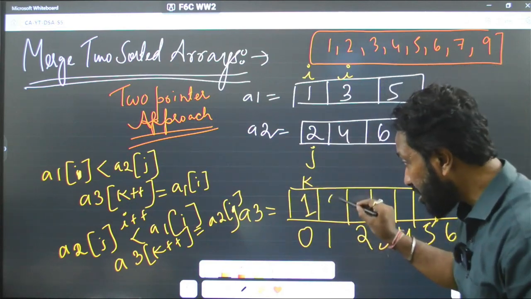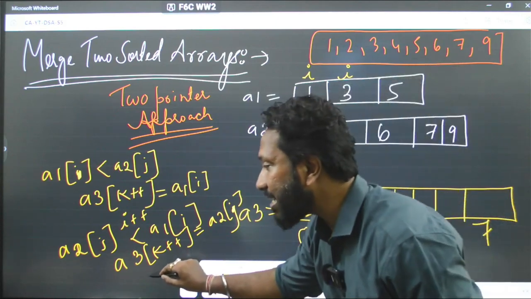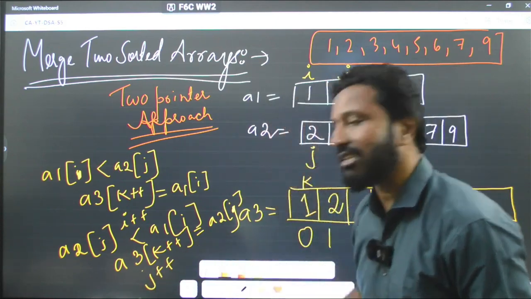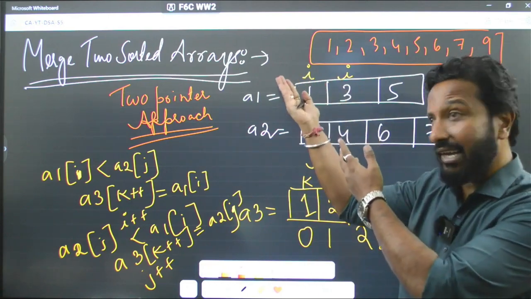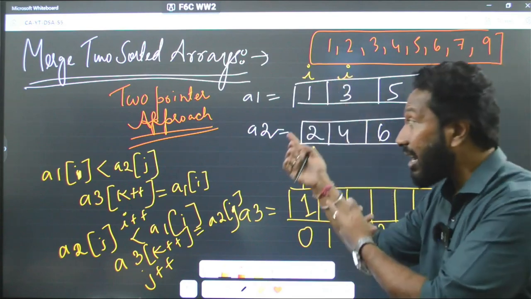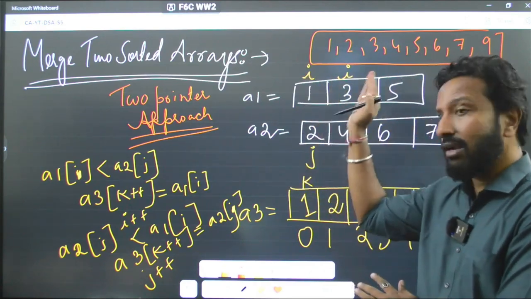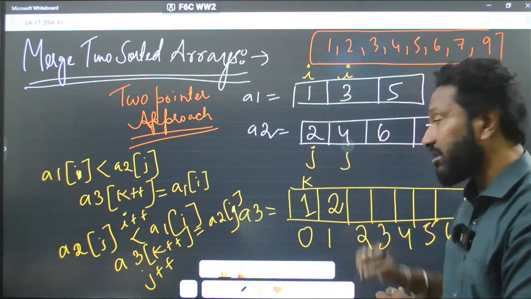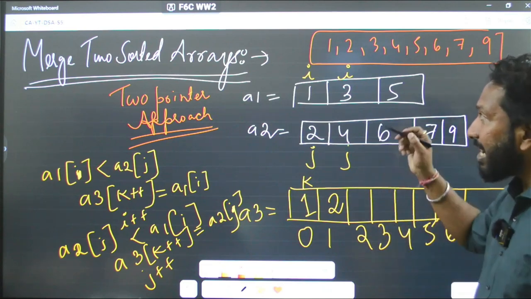So, 2 will come here, and which index will increment now? The jth index will increment. This will be j plus plus, make sense? So, whichever element is coming from whichever array, that index will be incremented and the other will stay intact. If this is coming, I will go, otherwise j will go. Now, j goes here, fine. Is that clear?